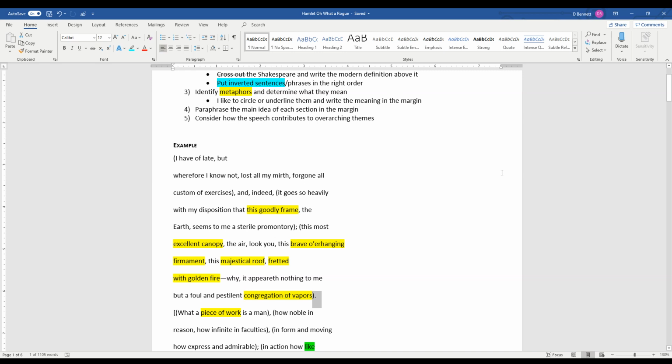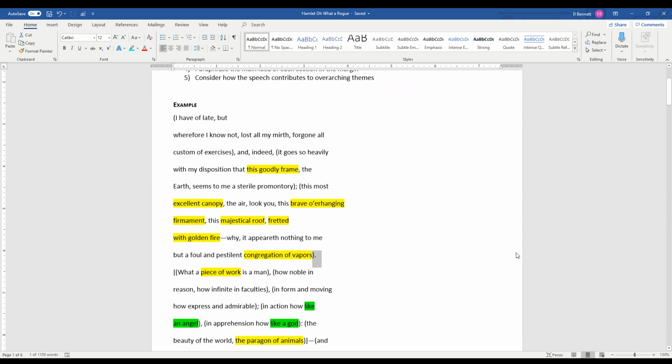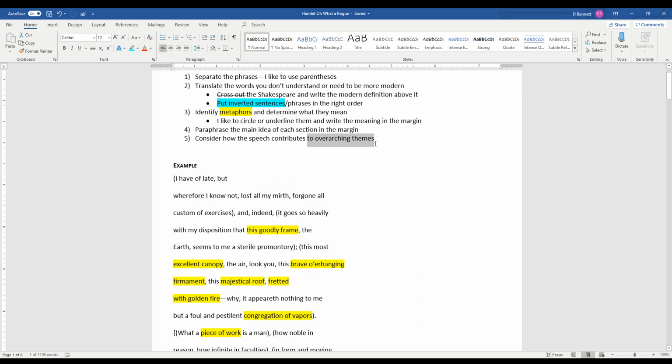And then once you've done that and you've got your translated or paraphrased version of the speech over here, then think about the overarching themes of Hamlet. In particular, you might think about some of the motifs that you've been assigned, or some of the other themes that we've already discussed. What do you see going on in this speech and how does it contribute to either overarching themes, or character development and plot? What is the plot significance of this speech?